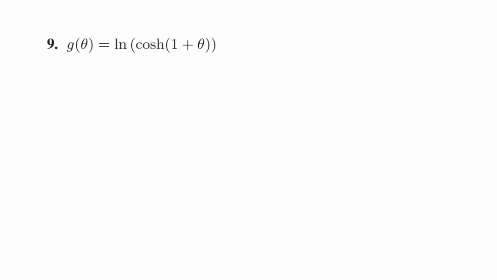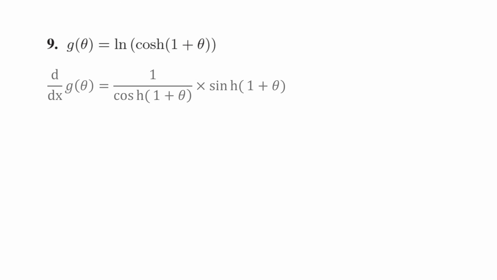The last example that I can give you is g of theta. How can we get the derivative of g of theta equals ln of cosh of 1 plus theta? Again, this is the chain rule. It seems a bit complicated, however, at the end the result is super explicit and simple. So d dx of g of theta equals 1 over cosh of 1 plus theta times sinh of 1 plus theta.